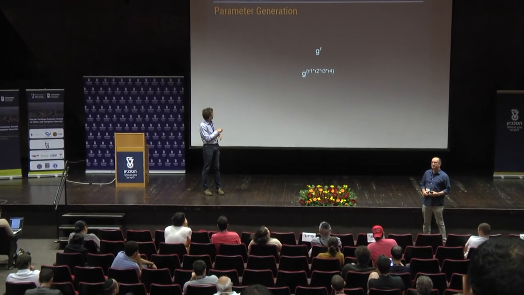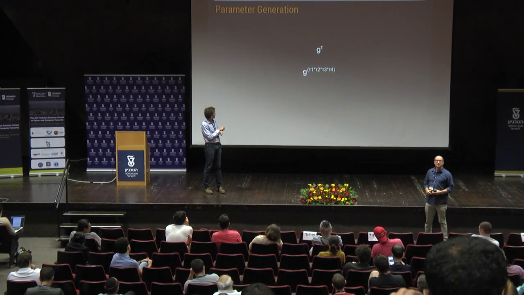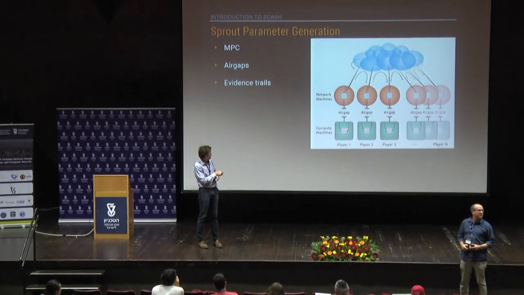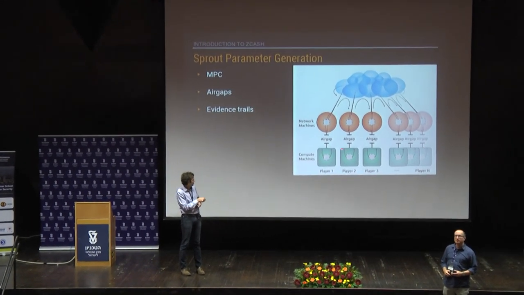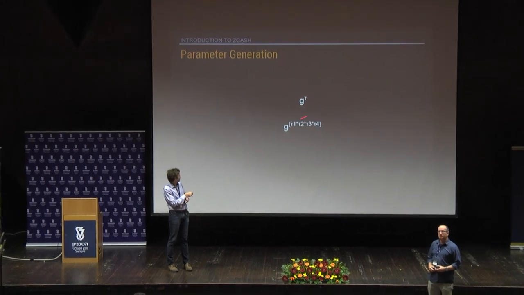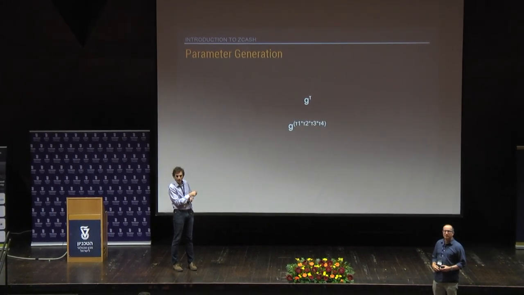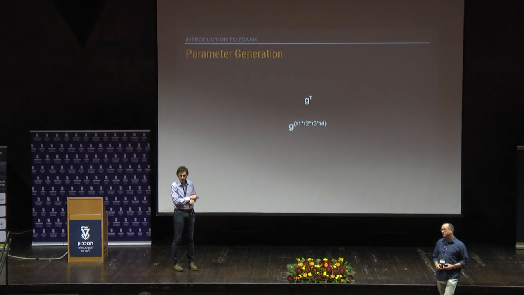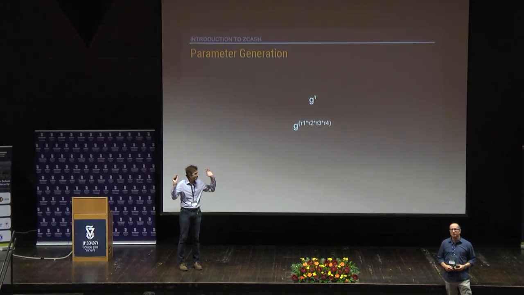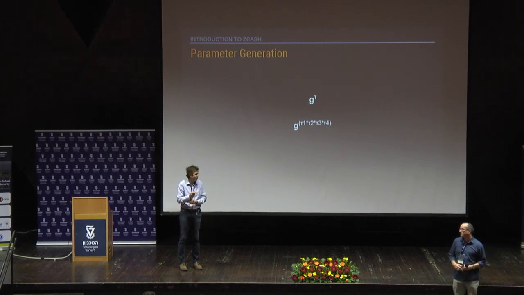So we passed data from one air-gapped computer to the next, and then each of them produced the public output g to the tau, but none of them ever had tau. That's yet another mind-boggling thing, multi-party computation. I don't even understand how it works.